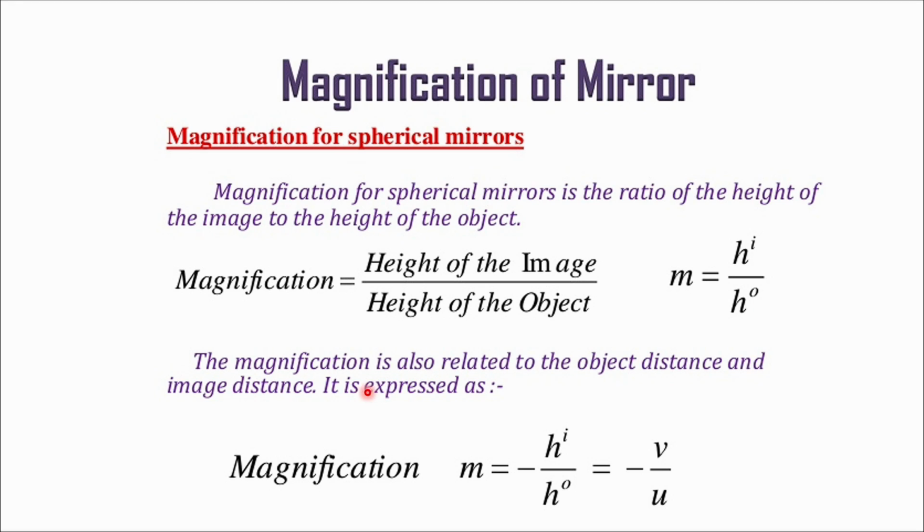Suppose the same magnification is related to the object distance and image distance, it is expressed as minus v divided by u. This is also a very important equation. Sometimes they may ask you to find magnification or height of the image or distance, whether object distance or image distance. It may be helpful in solving the problems.